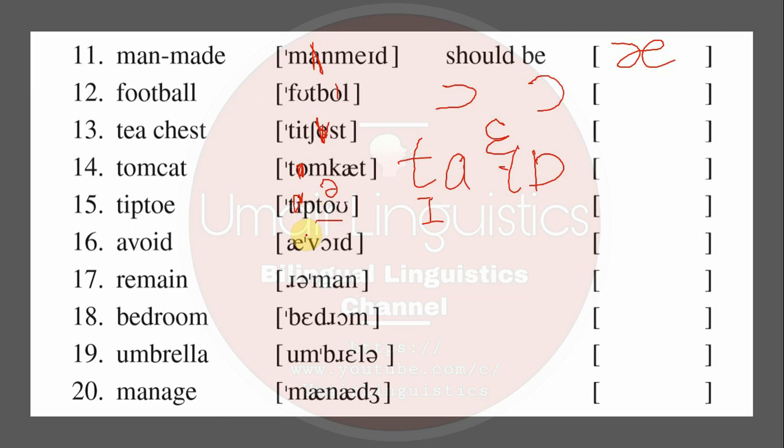Avoid, not avoid but avoid. Instead of this we have to use this sound. Then remain. Once again the problem is here. Now if you look up this word in the Oxford Advanced Learner Dictionary, it will have the pronunciation like remain. So instead of this sound there will be e sound, remain.